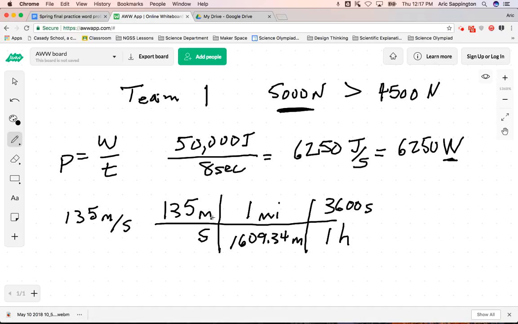So in this case, meters is on top, meters is on bottom, so they're going to cancel. Seconds is on bottom, seconds is on top. And then you're going to multiply by everything on top and then divide by everything on bottom. And your units are going to be left in miles per hour.